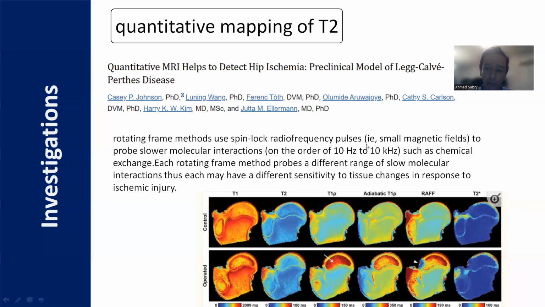And the best thing about it is it doesn't need any contrast. It's just a system on the MRI machine, and I added some details of how it's done. It just uses something called spin-lock radio frequency pulses. The only problem is that it's much slower than a regular MRI.